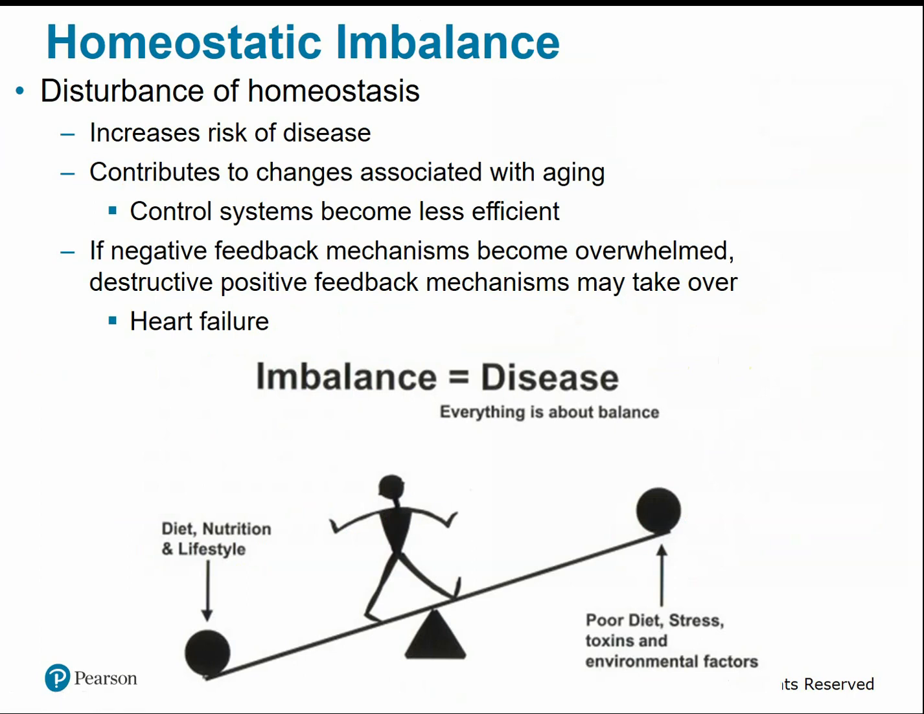Any disturbance of homeostasis or imbalance can increase the risk of disease. It can also be contributed to by changes associated with aging. Just as we get older, things start to break down, and these feedback and control mechanisms become less efficient. Ultimately, if the negative feedback mechanisms become overwhelmed, so we're not able to fully restore homeostasis, then it may shift into a destructive positive feedback in cases like heart failure or progressive types of disease.